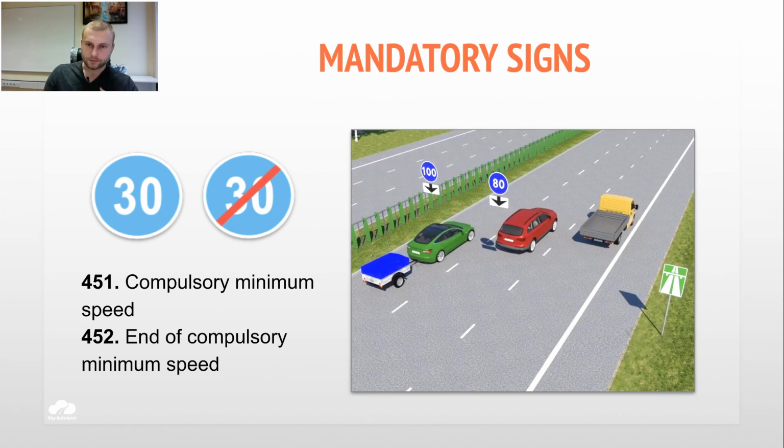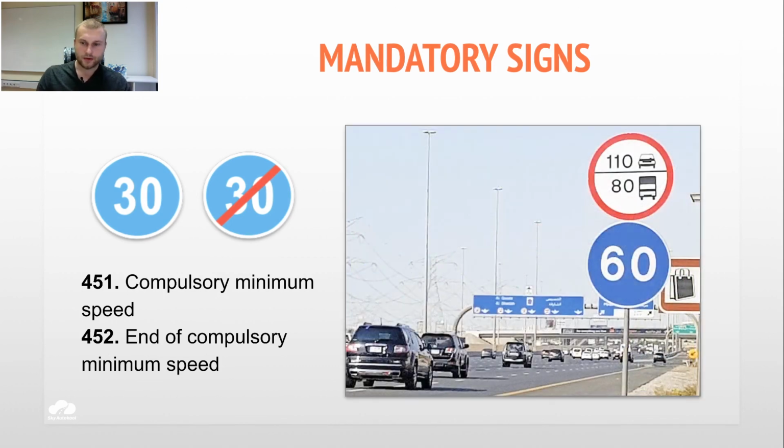For example, on the left lane you can see 100 is minimum, on the middle lane 80 is minimum, and if you drive a scooter or something that's slow, a tractor or something, then you can use the right lane, the maximum one. These arrows also mean that only this lane is mandatory to drive minimum 80. So not all the road, but only the current lane. Here also minimum 60, maximum allowed speed for B category cars 110, for trucks 80, and 60 is minimum for everybody. It means all the lanes have to be minimum 60.